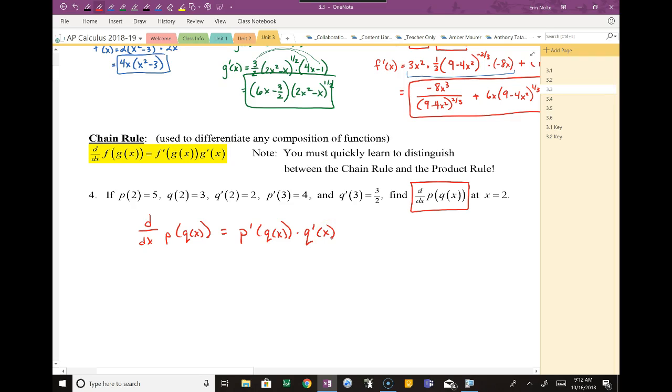Now what I'm going to do is plug in the x, and I'm going to go very slow on this. I still have the derivative of p of q of x, now at 2. Every time I see an x on this step, I'm just going to replace it with a 2. So I have the derivative of p of q of 2 times the derivative of q of 2.